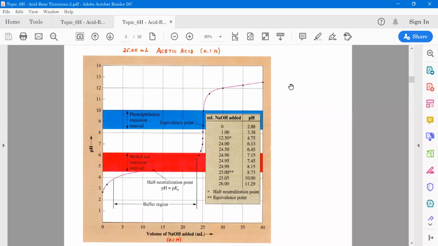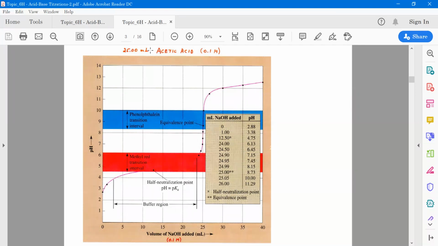In this case, instead of 0.1 molar hydrochloric acid, we're starting with 0.1 molar acetic acid, which is a weak acid, but we're still titrating it with 0.1 molar sodium hydroxide, same as before. So again, because the two concentrations are the same, we know that we'll have to add the same number of milliliters of sodium hydroxide solution, 25, as the volume of acetic acid we started with.